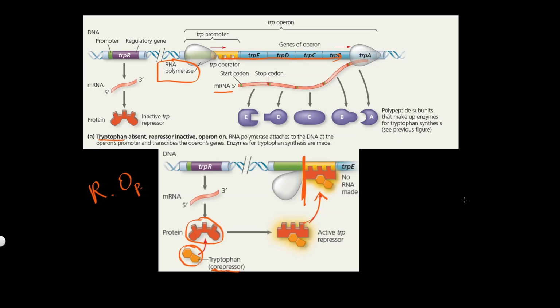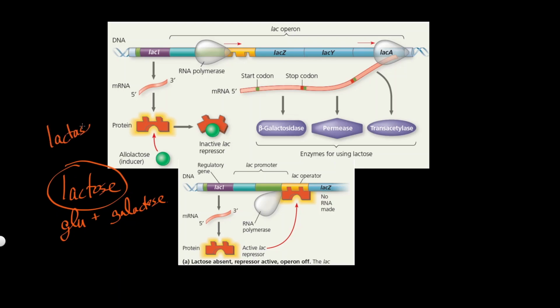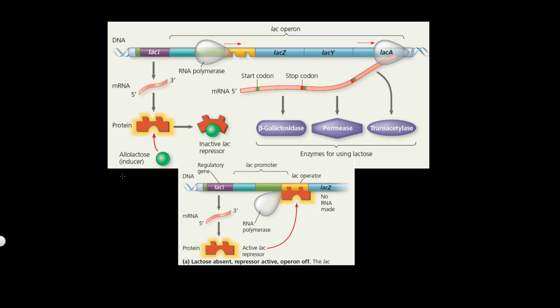Let's talk about the other operon here. This time we have the Lac operon. It's lactose. First of all, lactose is a disaccharide. It's made out of what? Glucose plus galactose. So when lactose is present, the bacteria will make lactase or any kind of enzyme that will hydrolyze this lactose into glucose and galactose. Without any lactose, it's pointless to make lactase or any enzyme that will break it down, because there is no lactose to start with, correct?